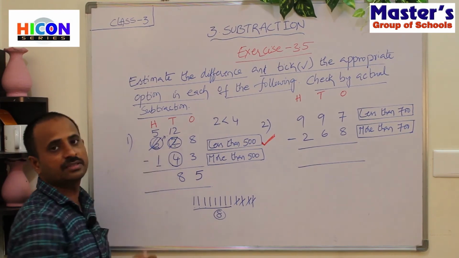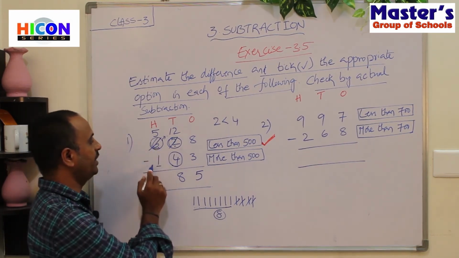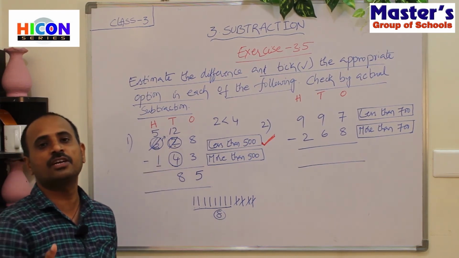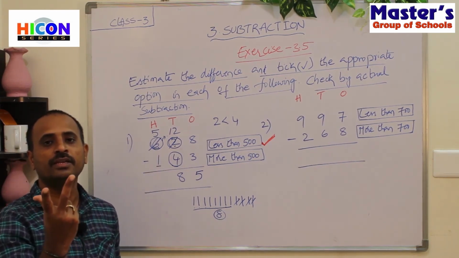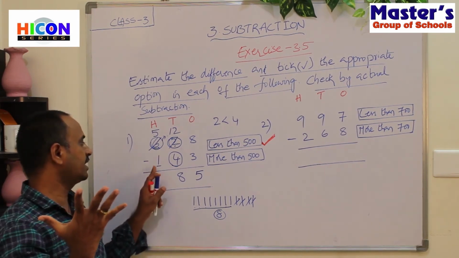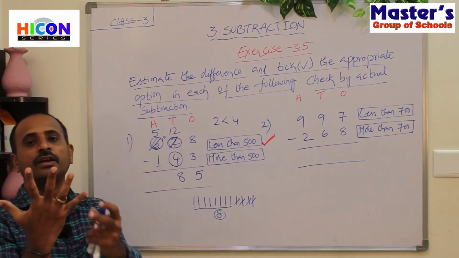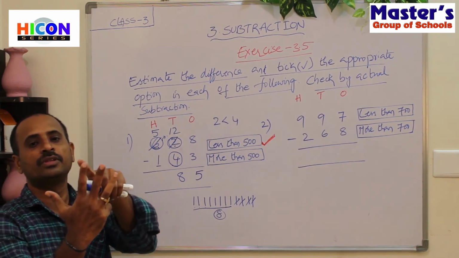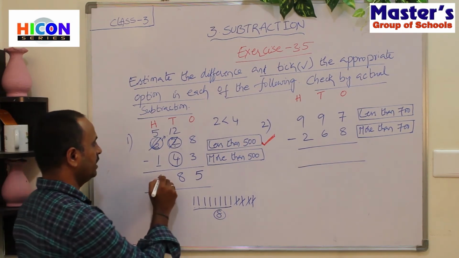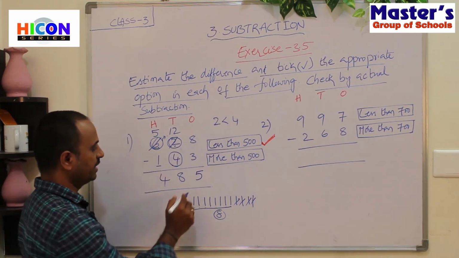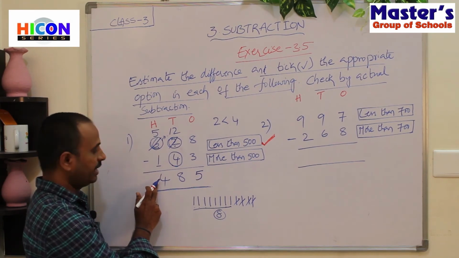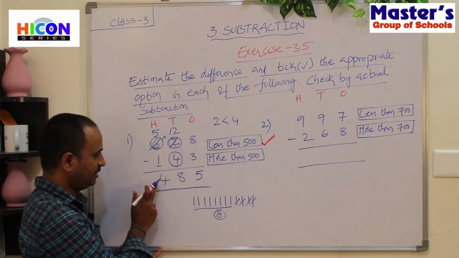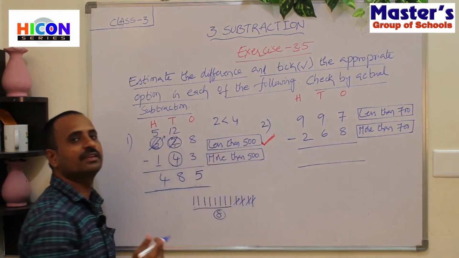Now go to the hundreds place. What are the digits in the hundreds place? 5 and 1. What is the first number? 5. So open 5 fingers of your hand. 1, 2, 3, 4, 5. And what is the second number? 1. So close one finger among these 5 fingers. How many fingers are remaining? 1, 2, 3, 4. So write 4 under the hundreds place. So the answer is 485. Is it less than 500 or greater than 500? It is less than 500. So our estimation is correct.